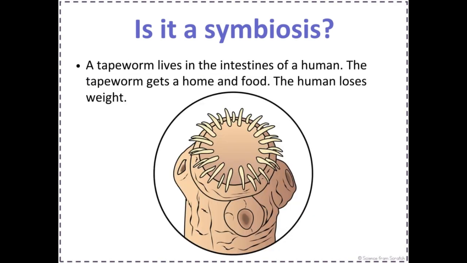Next, a tapeworm lives inside the intestines of a human. The tapeworm gets a home and food, and the human loses weight. Are there 2 species involved? Yes. A tapeworm is one, human is the other.